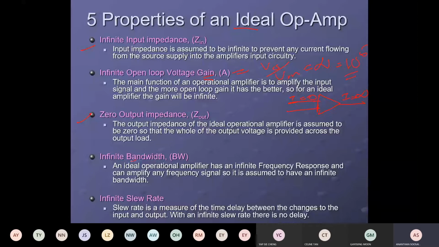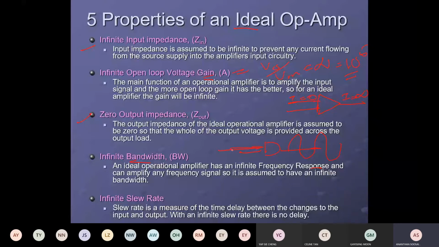And bandwidth. What is bandwidth? A range of frequency. An ideal operational amplifier has an infinite frequency response and can amplify any frequency, so it has infinite bandwidth. Any frequency you input into the operational amplifier, it can amplify without any disruption. But in reality, the op-amp really has a bandwidth.